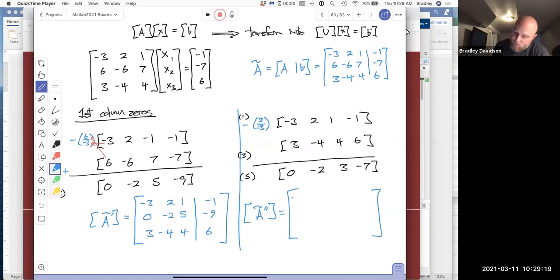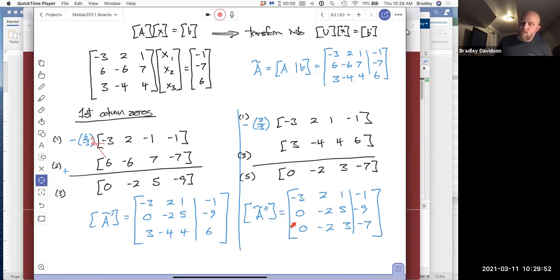And so we're keeping our first row, so -3, 2, 1, -1. Okay, we didn't do anything at all to the second row. So 0, -2, 5, and -9. And I do want to substitute this into where the third row was. And so we'll use 0, -2, 3, and -7. So now we have a new augmented matrix. And so we've just finished putting the zeros into the right spots by elimination of variables into the first column. So let's move on to the second column.